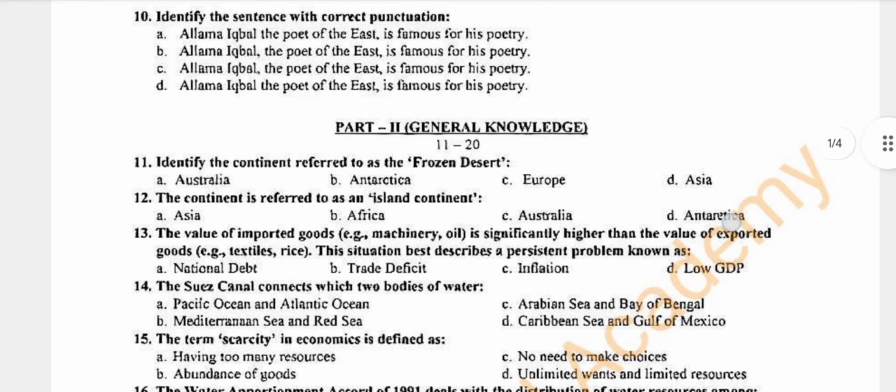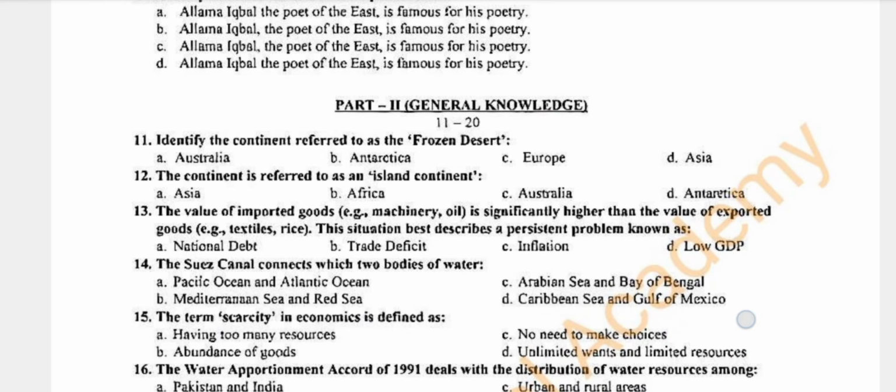Now come questions from general knowledge. Question number 11. Identify the continent referred to as the frozen desert. And the correct option is B, Antarctica. Question number 12. Which continent is referred to as an island continent? And the correct option is Australia. C option is correct here.